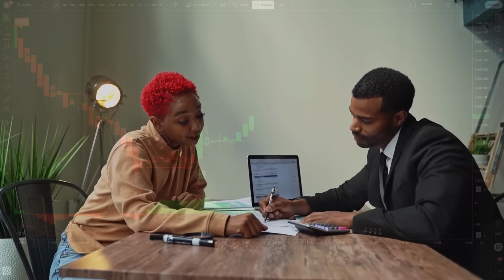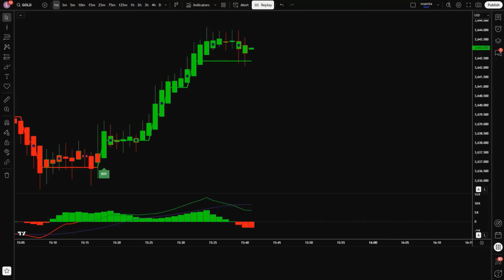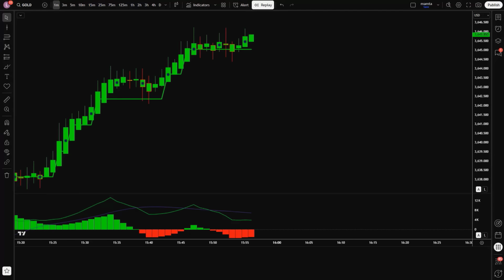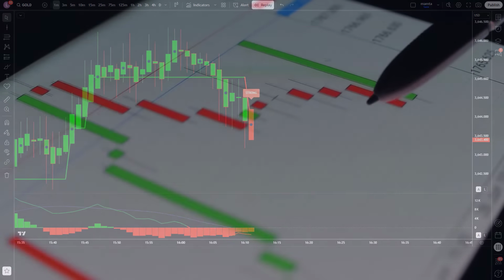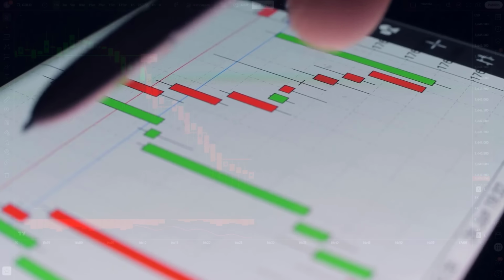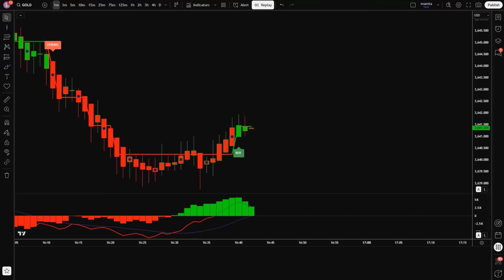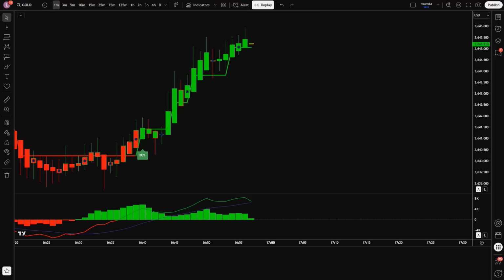Today, we're unveiling a revolutionary TradingView indicator designed to pinpoint exactly where to buy and sell. Imagine having a tool that not only simplifies your trading decisions but also enhances your market analysis. This indicator is crafted for traders of all levels, whether you're a novice just starting out or a seasoned pro looking to refine your strategy. Get ready to elevate your trading game and make informed decisions with confidence.